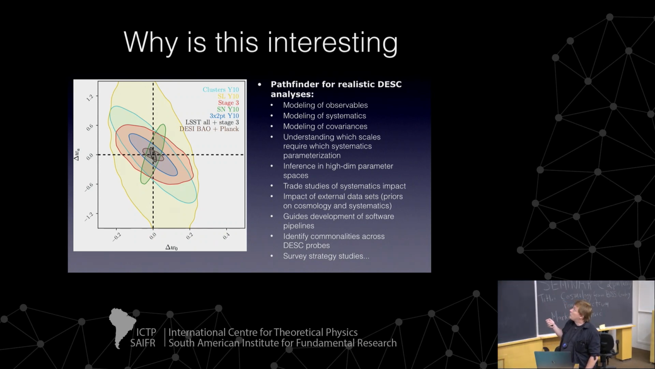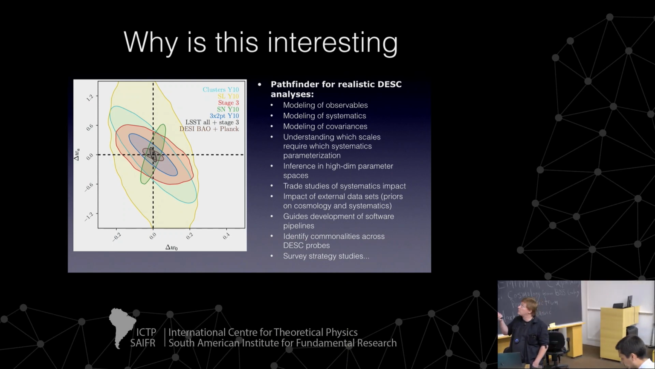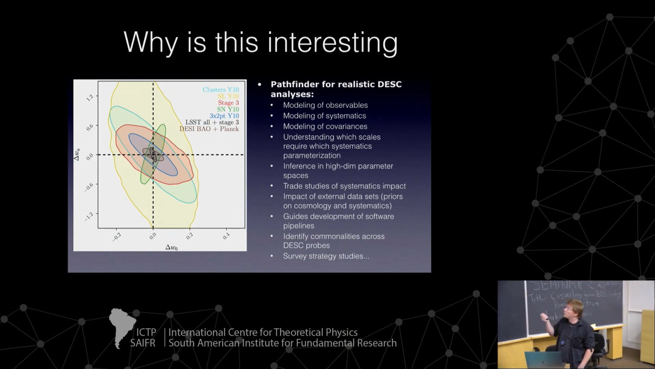Okay, so what you can learn from these Pathfinder exercises is how do you model observables precisely, right? You need this to compute these constraints, so you already explore how to model observables. In order to get requirements on systematics, you also need to understand how do you model systematics. That's a question you need to answer here already. And maybe there's different options for how to model systematics.